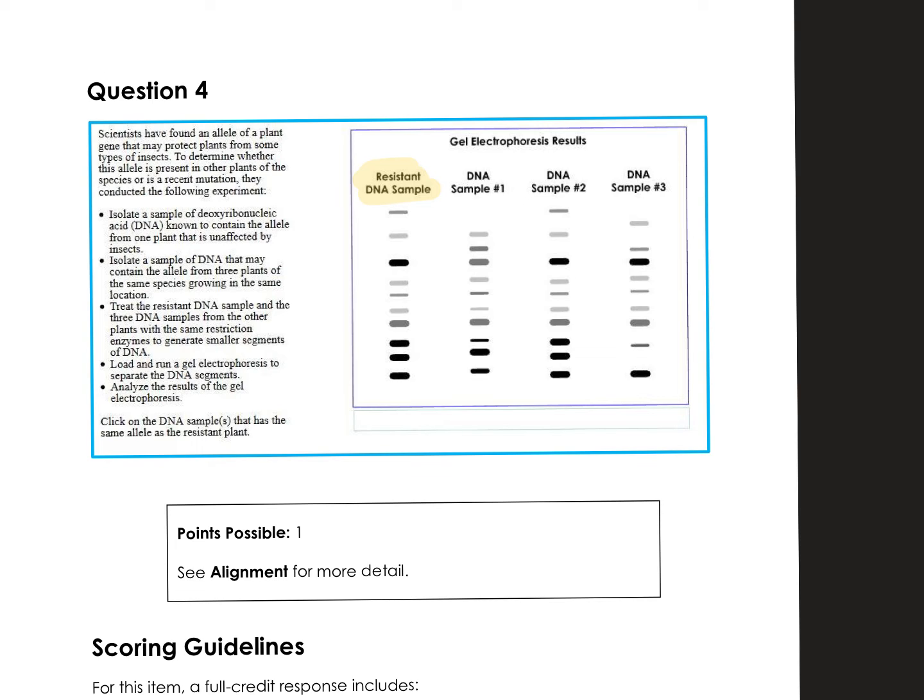Then it says, isolate the DNA that may contain the allele in three plants of the same species growing in the same location. So there's 1, 2, and 3, right? In the same location, so you're kind of controlling all the different variables. Treat the resistant DNA sample and the 3 DNA samples of other plants with the same restriction enzyme and generate smaller segments.